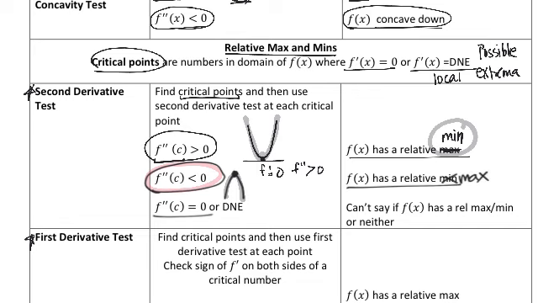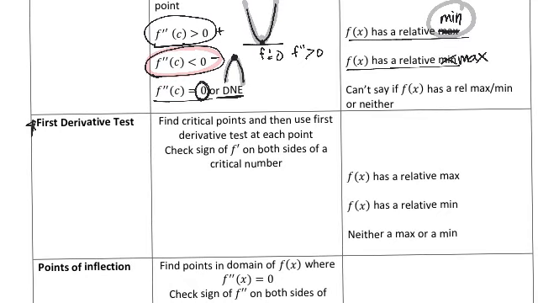Now, if f double prime at the critical point is either 0 or does not exist, right? So it's neither positive like here, nor is it negative. It's 0 or it doesn't exist. Then you can't use the second derivative test to decide if you're at a relative max or min. You have to resort to what we call the first derivative test, and that's the one where you go to the critical point, say that's c, and you're going to look at the sign of f prime on both sides of c.